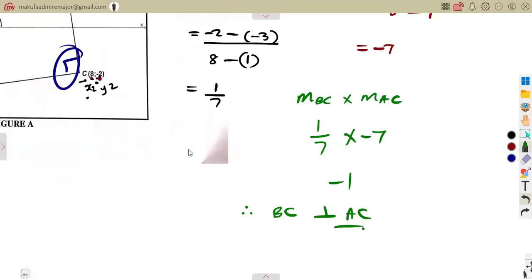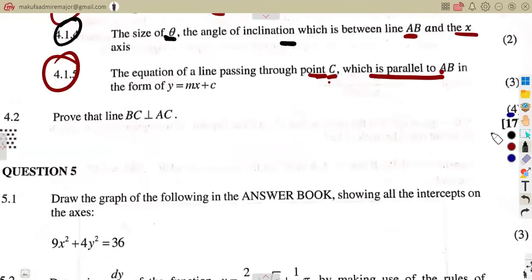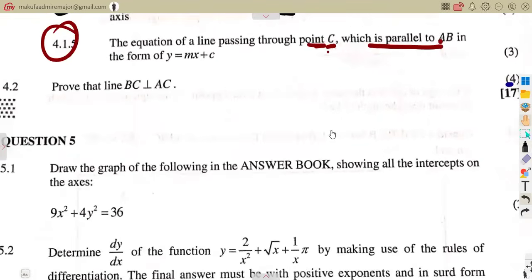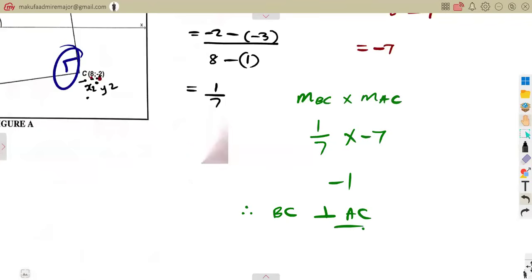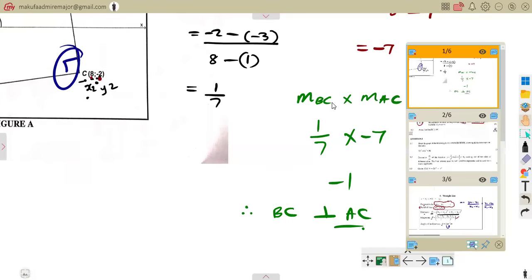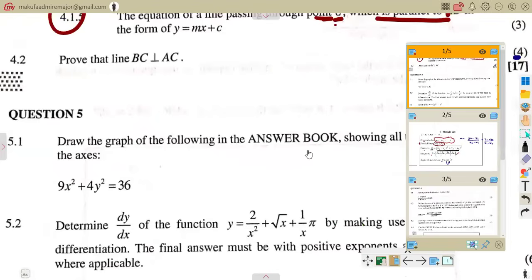So that is how we are supposed to have attempted this typical question. You just have to work from the gradients. If you want to prove that two lines are parallel, you can use the same concept, but for parallel lines, they must have the same gradient. Like I said before, they must have the same gradient.